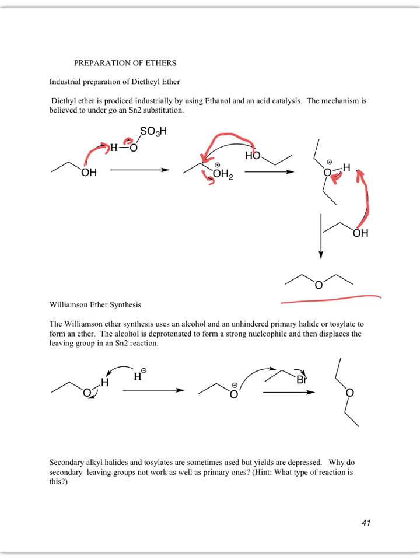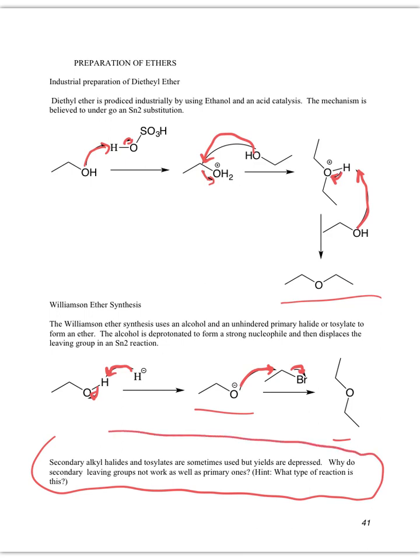The better way to make an ether is by taking off the hydrogen with a strong base off of the alcohol to make the ethoxide, and then do an SN2 on a primary leaving group to make, in this case, the diethyl ether. And yes, it needs to be a primary one. If you have a secondary one, secondary halides and tosylates are sometimes used, but the yield is depressed.